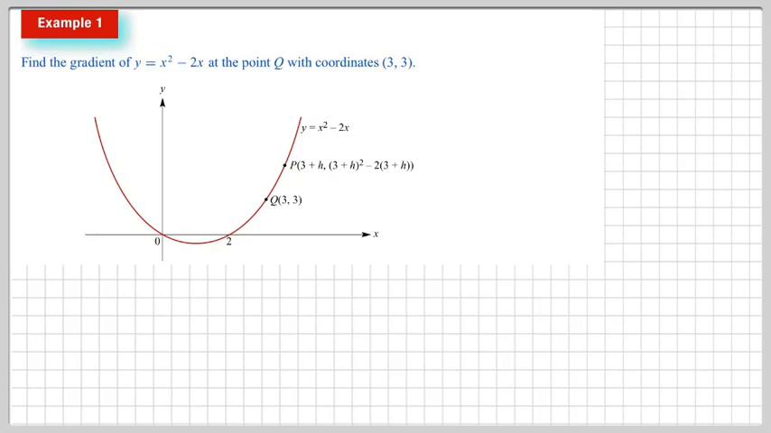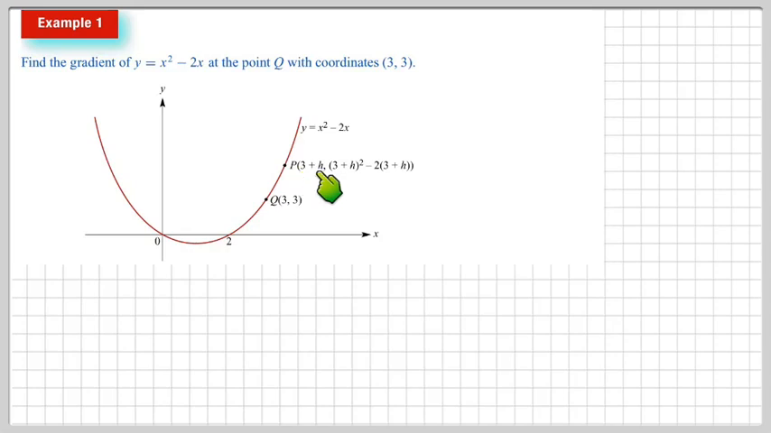Now, what have we got here? We've got, find the gradient of y equals x squared minus 2x at the point Q with coordinates 3, 3. Now see, it's just at the point Q. So we're going to use this whole limits idea to get that, right? Now if you look at this situation here, we've got Q is the point, x is 3, y is 3. And P is just a little bit further on, not very much further on. So we're just calling it the x coordinate 3 plus a little bit, where the little bit is h.